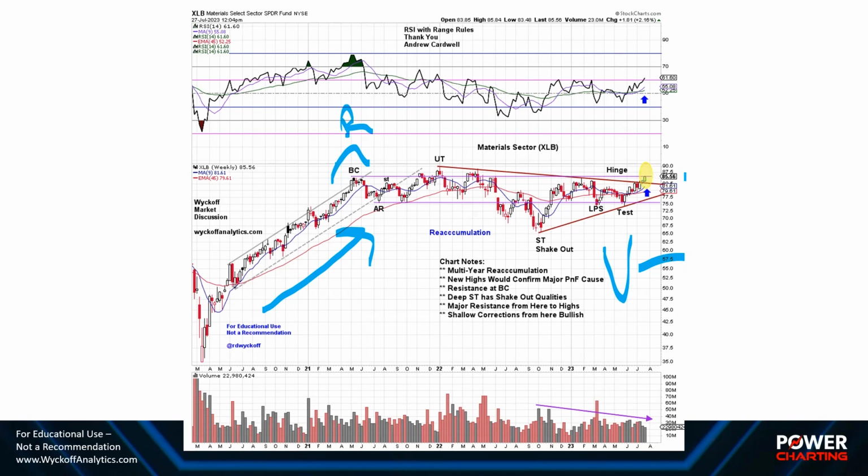But now it's out of the hinge. The less time it spends here, if it can just keep going, this could be the leadership that's emerging going forward. And also, a tip of the hat to my friend Andrew Cardwell. This is the range rule method of RSI on top.